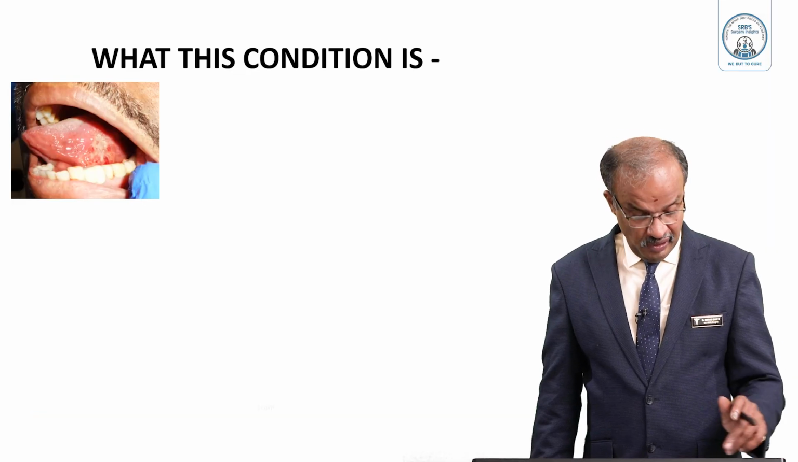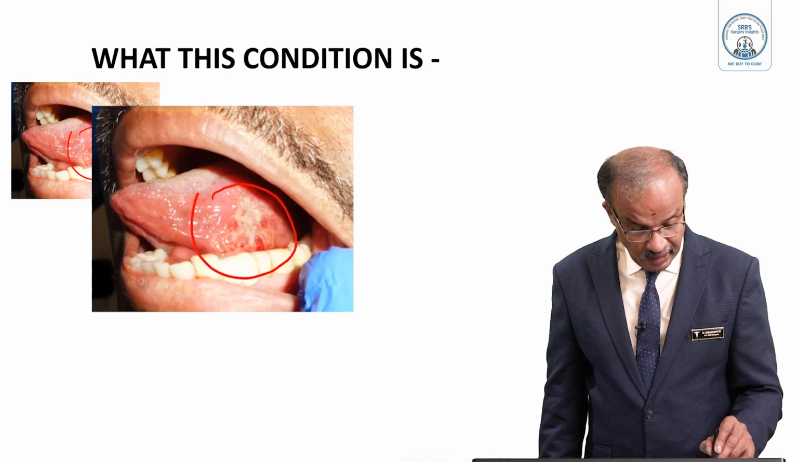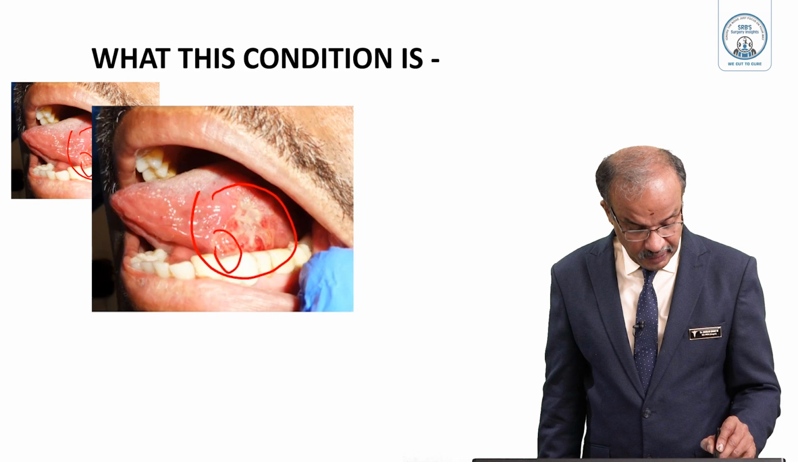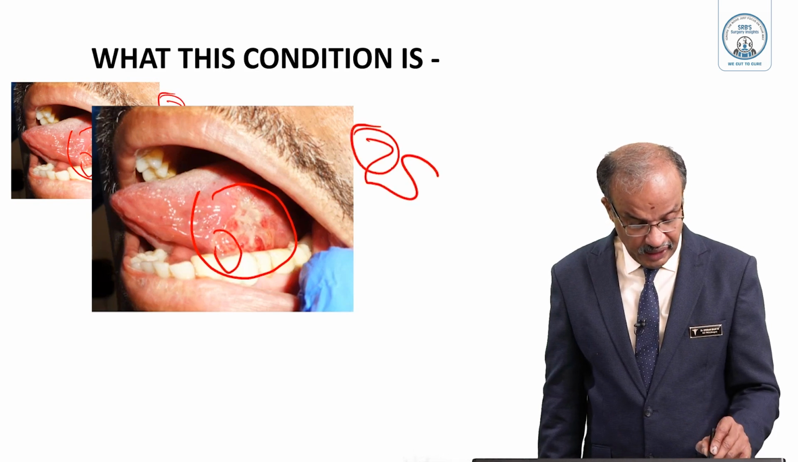Hello students, again we will discuss a very common entity which we see in the oral cavity. Just see this, what this condition is. Look at this oral cavity, look at the lateral margin of the tongue. There is an ulcer, some area of proliferation, and here it is an everted edge, like this.